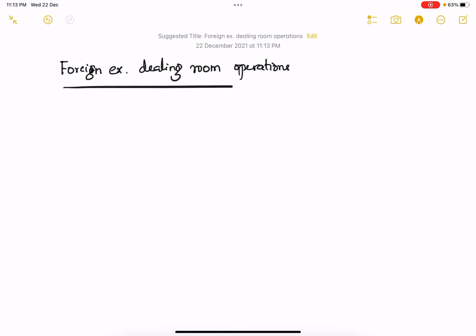So today we will be discussing an important topic, which is foreign exchange dealing room operations. These foreign exchange dealing room operations comprise the functions of a service branch.